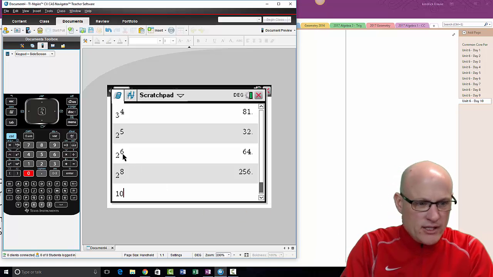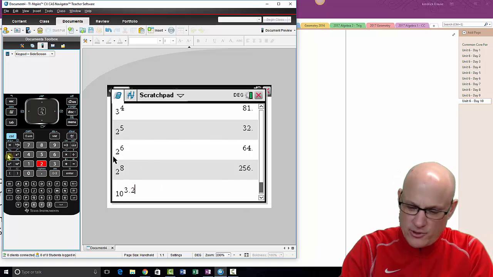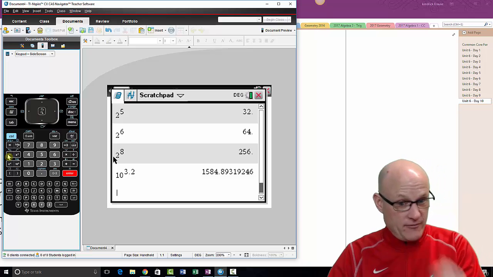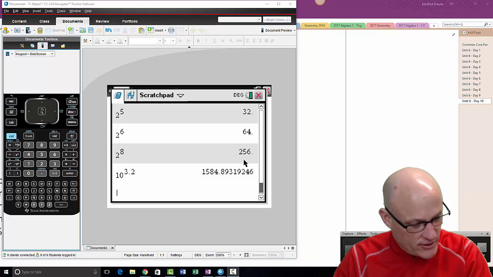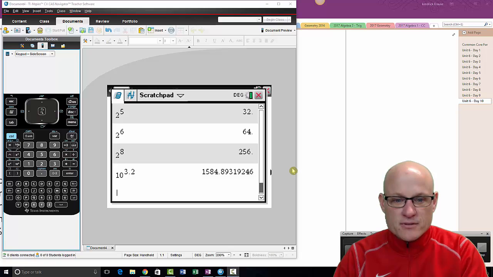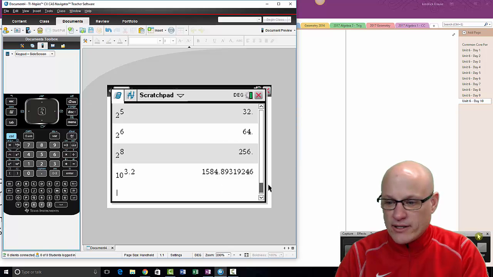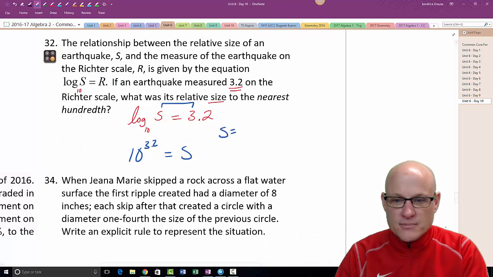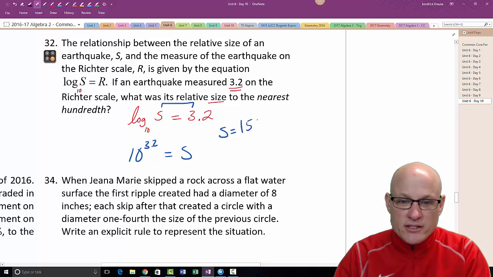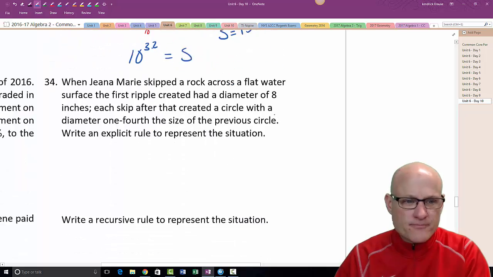10 raised to the 3.2. There it is, 1584.89. It tells us to round to the nearest hundredth. 1584.89. Ka-ching.